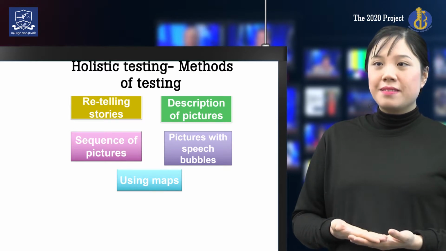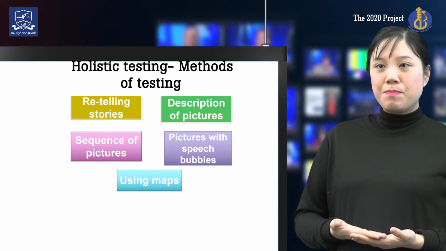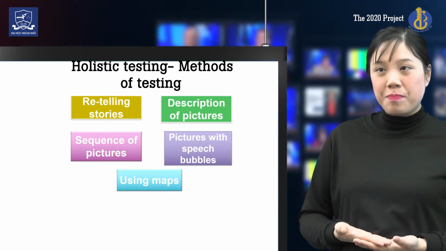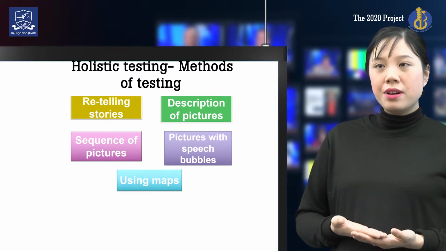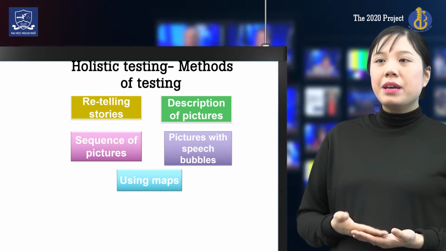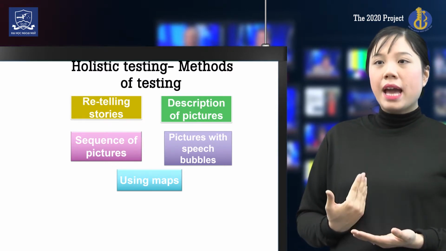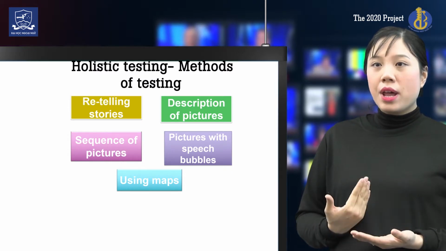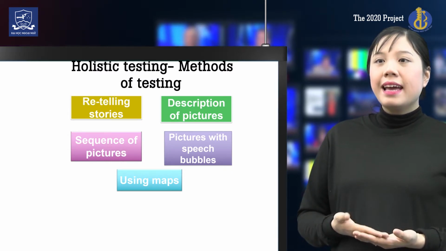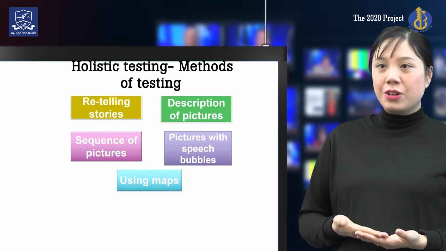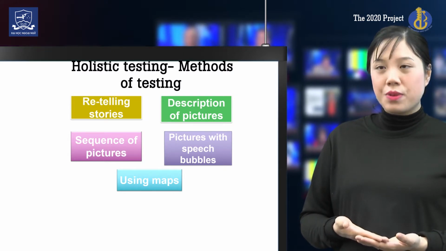Sequence of pictures. This test is based on telling a story involving linking words, expressing the cause and the result. It can be applied to only one student or a pair, where each of them is given one half of the pictures and they should decide on the correct sequence of the story.